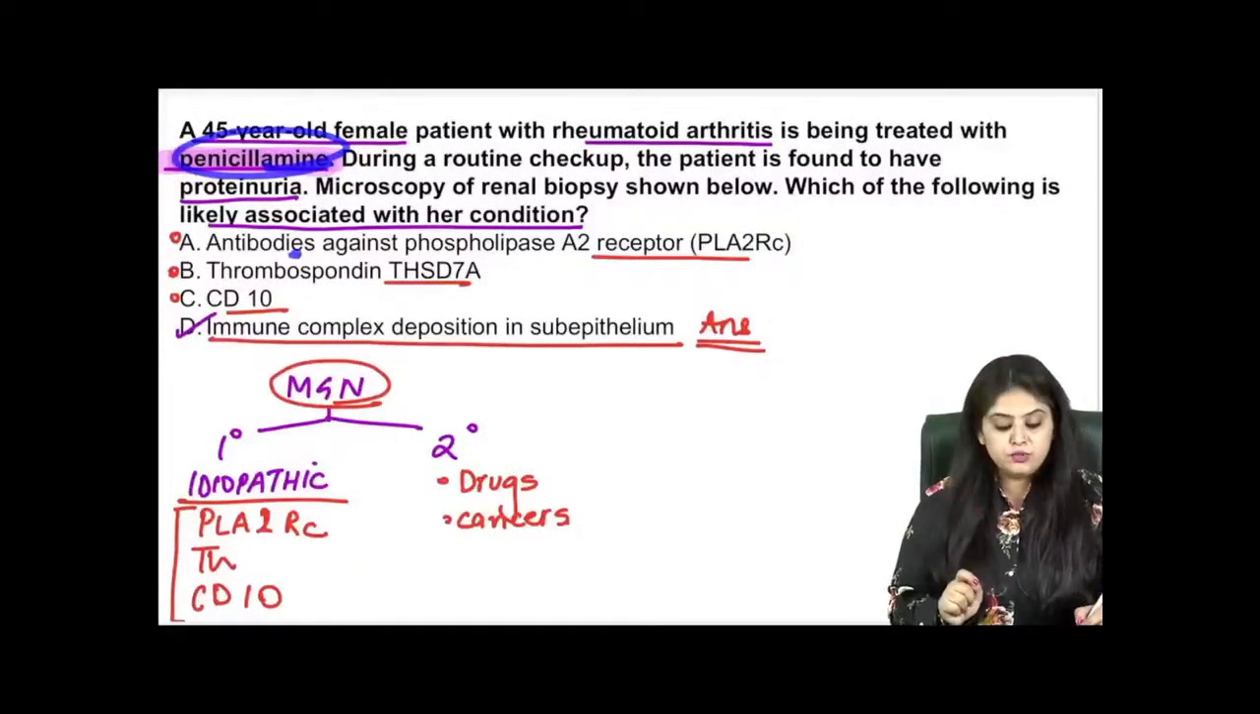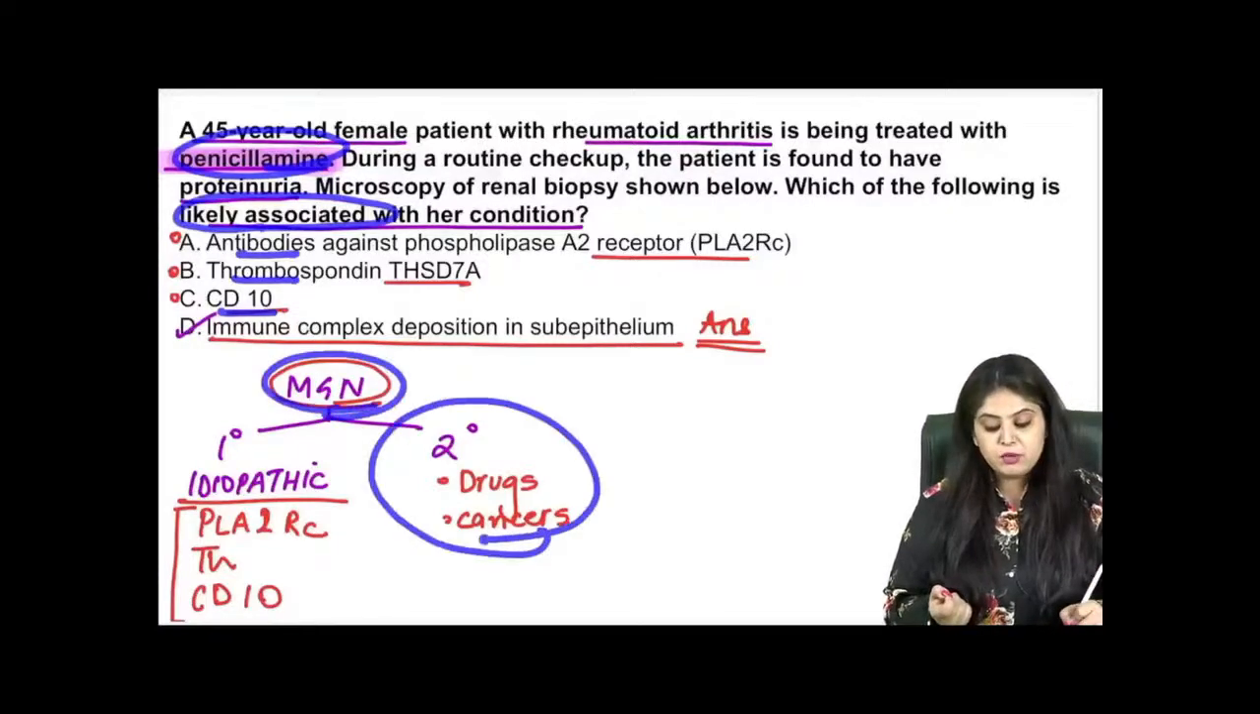If it is because of penicillamine, then you say, okay ma'am, this means MGN, elderly, पैर छूना, meaning where is the complex going to deposit? It is going to be subepithelial. So actually, all four options were right in their own way.